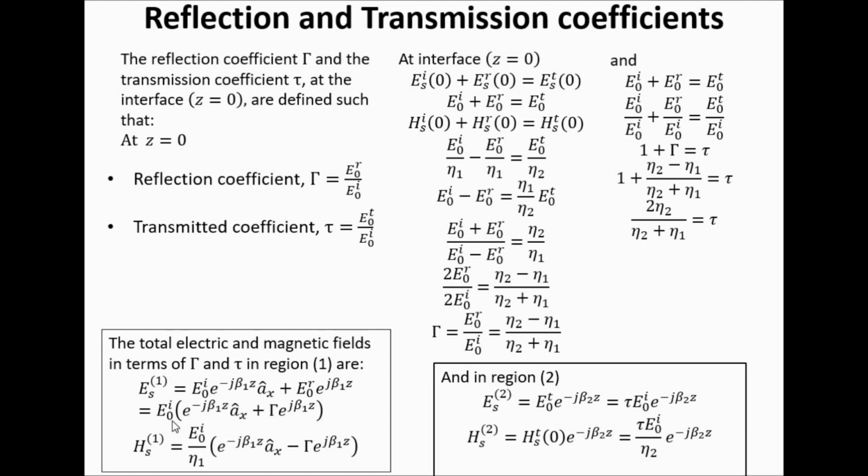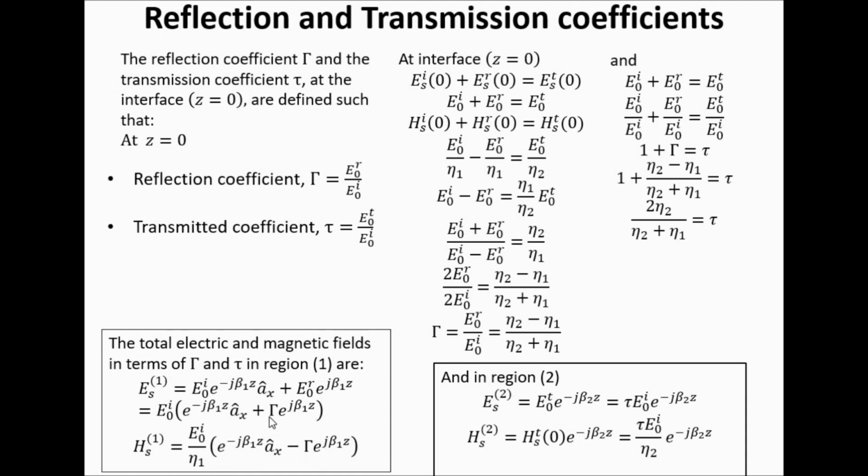So if you know the amplitude of the incident electric field, that will be enough to get the incident wave, the reflected wave, or also the transmitted wave, because there is a relation between the transmitted and incident wave. So similarly, the total field in the magnetic field can be written like E0I over eta 1 is equal to this.